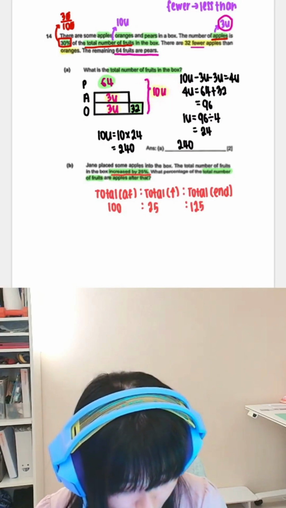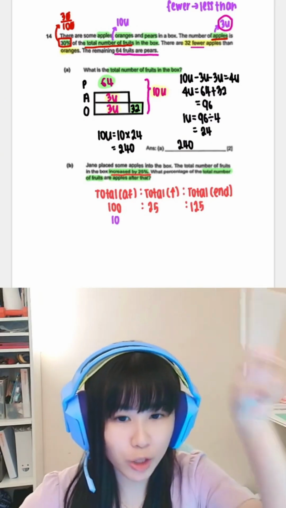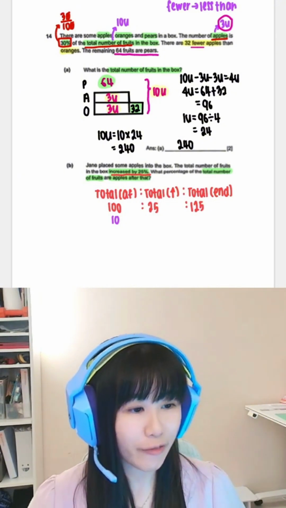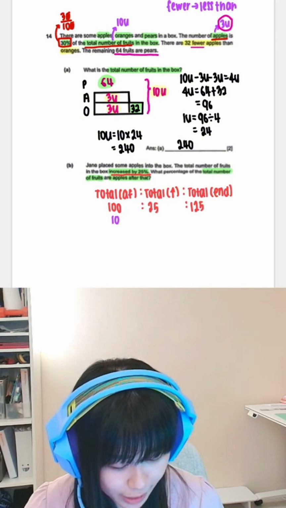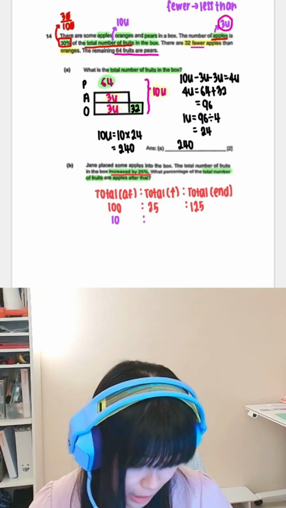So how can I make it 10 units, people? How can I make the first set of the ratio go down, right? It becomes 10, from 100 becomes 10. What do you all do? Divide by 10. Exactly. Everything divide by 10. Because 25 divided by 10 is 2.5. We generally don't want to put decimals in the ratio.